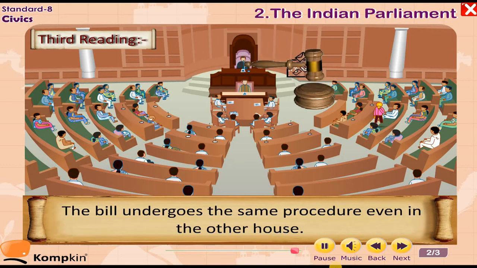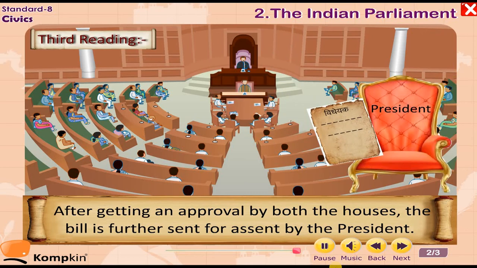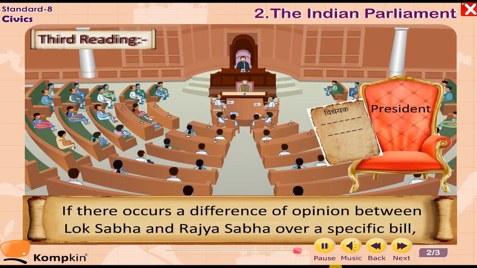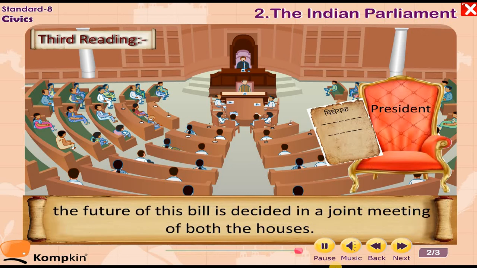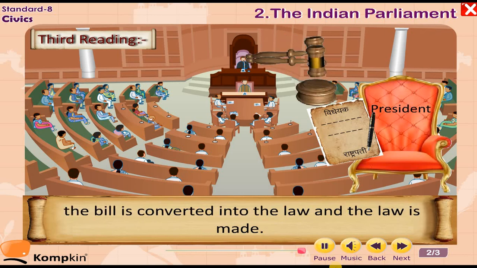The bill undergoes the same procedure even in the other House. After getting an approval by both the Houses, the bill is further sent for assent by the President. If there occurs a difference of opinion between Lok Sabha and Rajya Sabha over a specific bill, the future of this bill is decided in a joint meeting of both the Houses. After the final assent and signature of the President, the bill is converted into the law and the law is made.